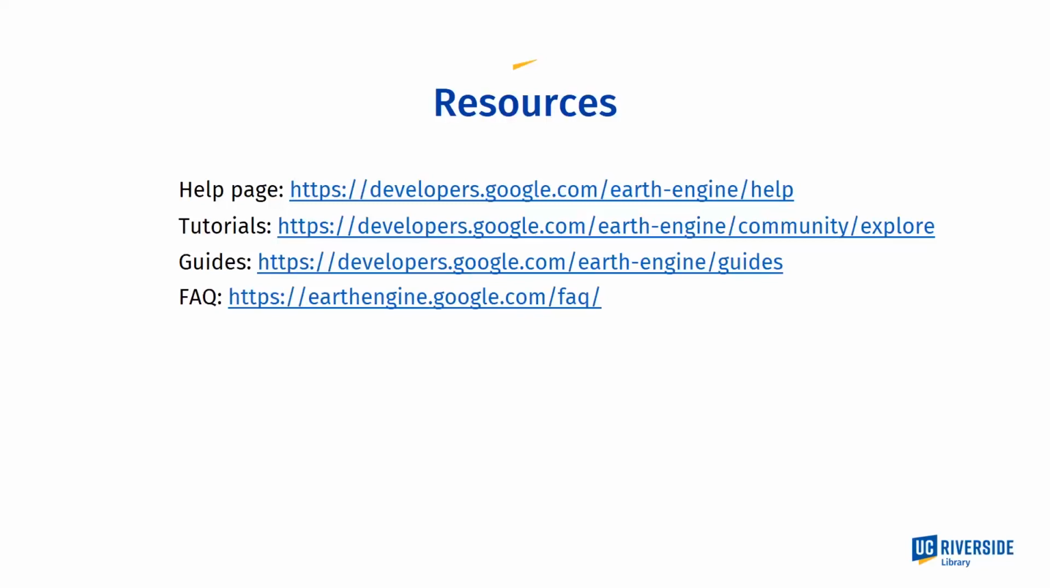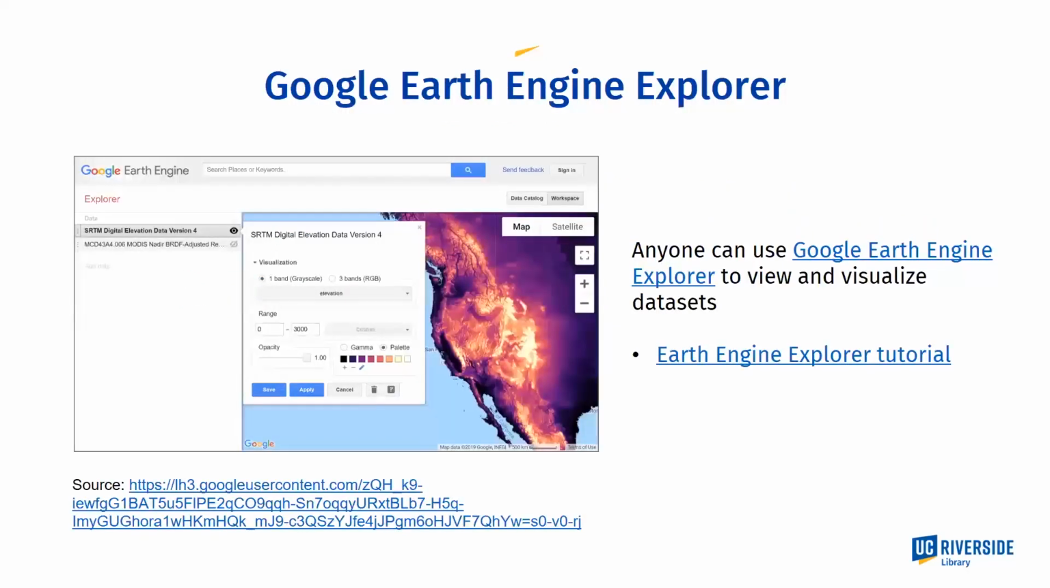And before we depart Google Earth Engine, I just wanted to mention one more related application. It's called Google Earth Engine Explorer. Anyone can use it, you don't have to have an account for this, to view and visualize many of the data sets that are available in Google Earth Engine. So for instance, in this screenshot, somebody has downloaded digital elevation data. Maybe it came as a default in grayscale, so it was just all from white to black, and then you can create a color ramp instead for how you want that to be symbolized.